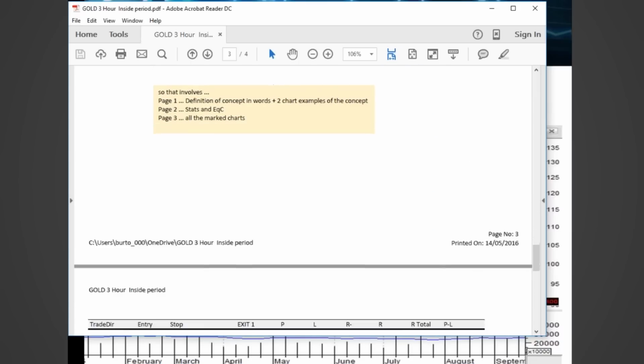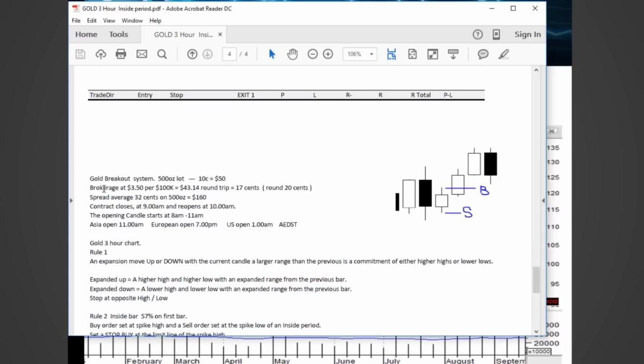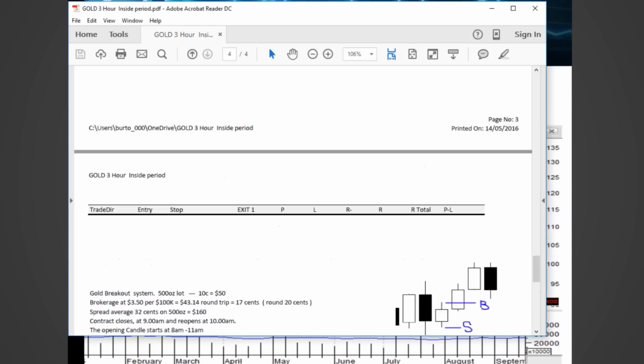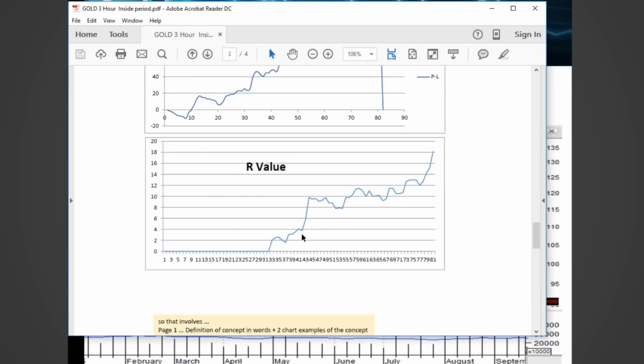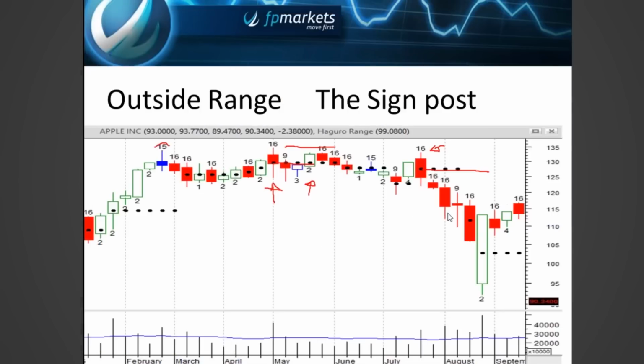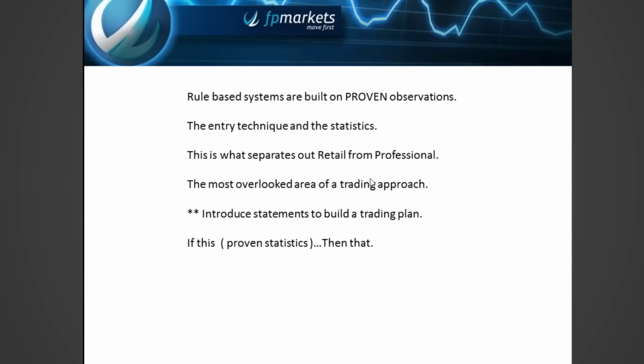And I'll go down a bit further here, and my little system is written out. When the contract opens and closes, this is Sydney time, the Asian Open, the European Open, the US Opens, that type of thing, it's simply based on an inside period, sell at the bottom, buy at the top, and produces these types of curves. It's proving itself out. A little bit of work to do yet, but it's proving itself out.